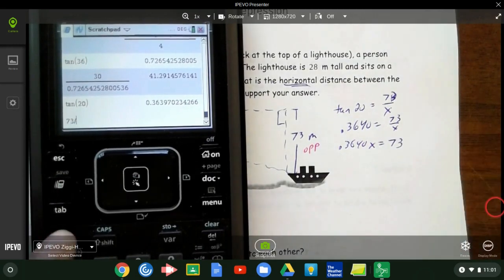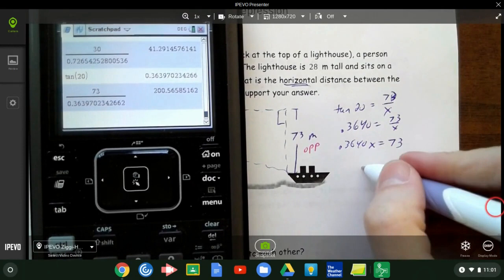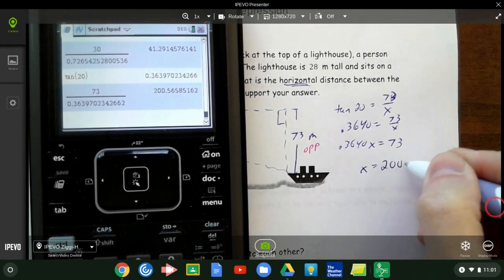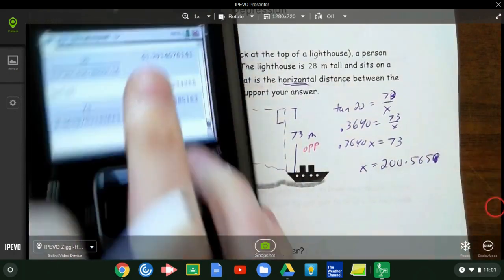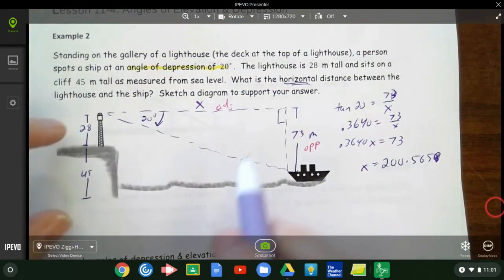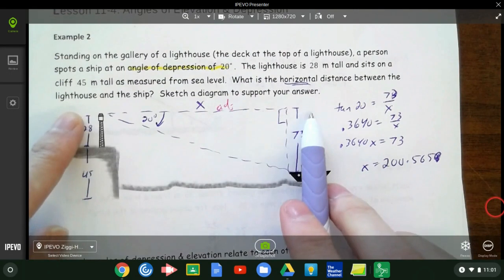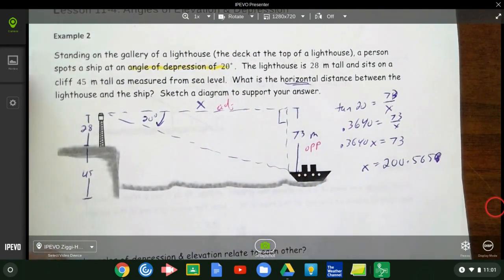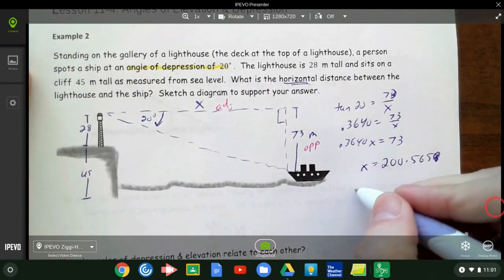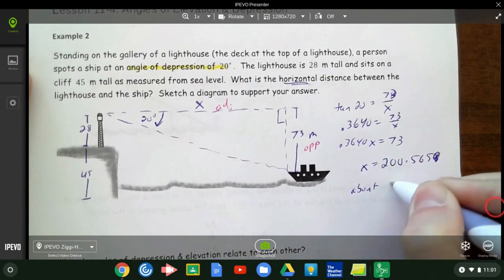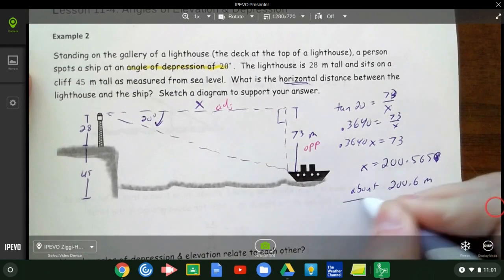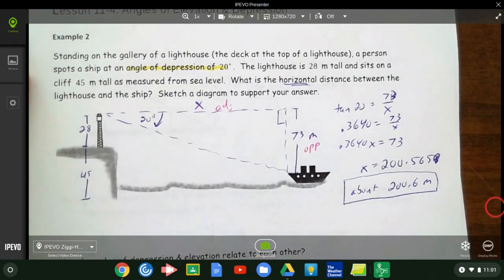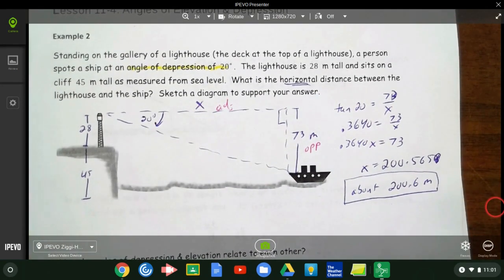So 73 divided by my last answer, x equals 200.5659. And this time, we don't have to add anything to it because that is the horizontal distance. Again, they didn't tell me what to round to, so let's just round it to about 200.6 meters. Okay.